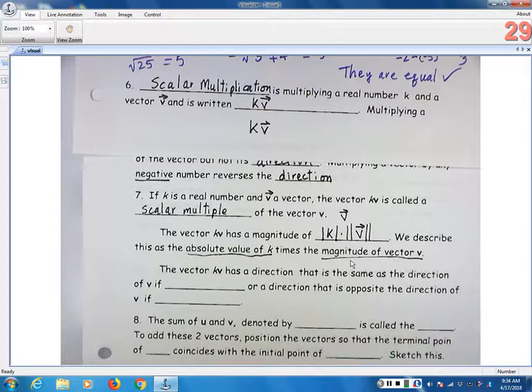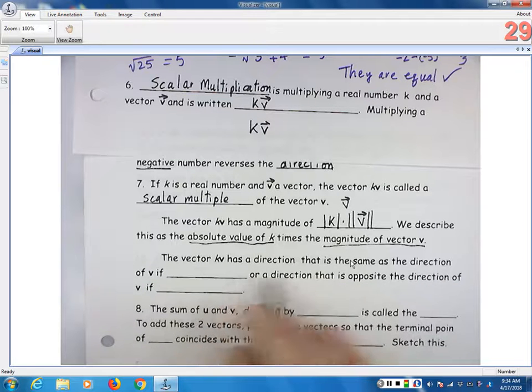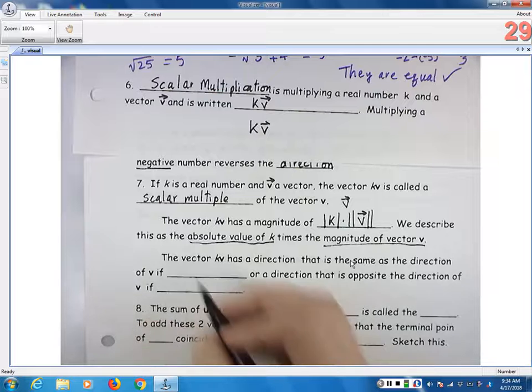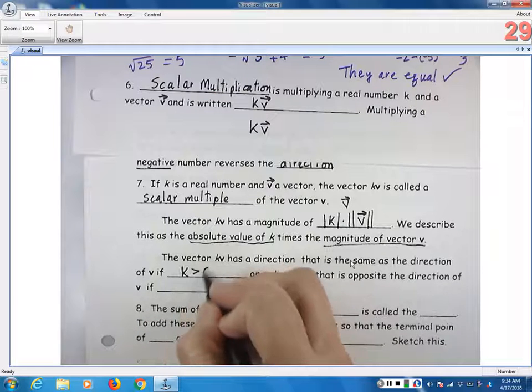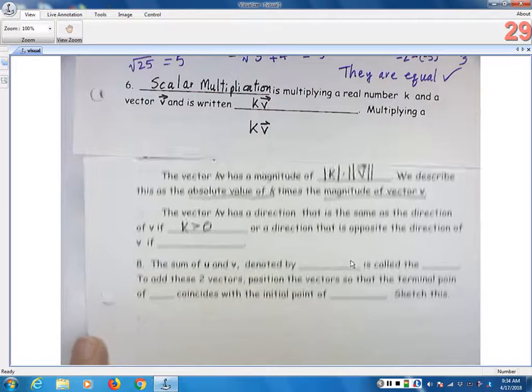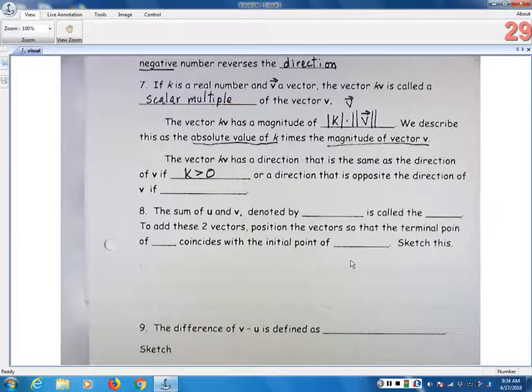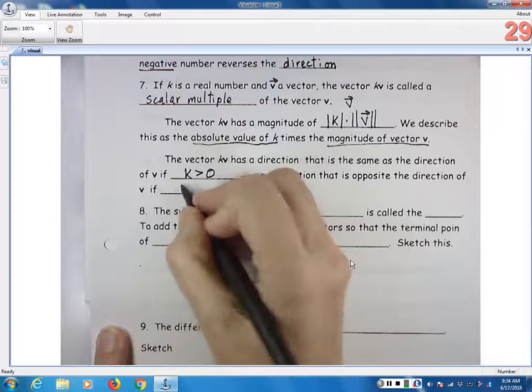Okay. The vector kv has a direction that is the same as the vector v if k is greater than 0, or a direction that's opposite the direction of v if k is less than 0.